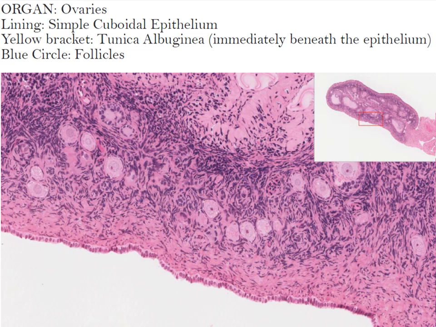So again, in a much lower magnification, para mas makita nyo yung buo, no? Yung epithelium natin na simple cuboidal, and then next layer, yung Tunica Albuginea. Okay? And then immediately after this layer, doon na natin makikita yung mga developing follicles natin. In this picture, iba-iba yan, no? From the primordial hanggang doon sa mga Graafian Follicle natin.